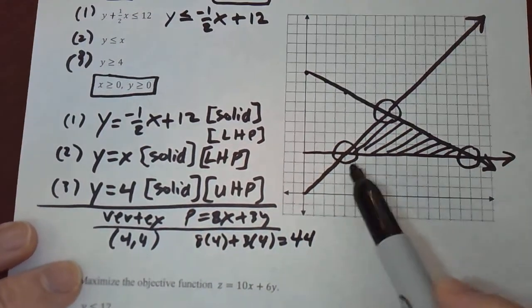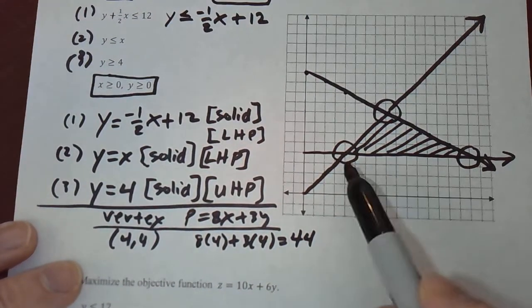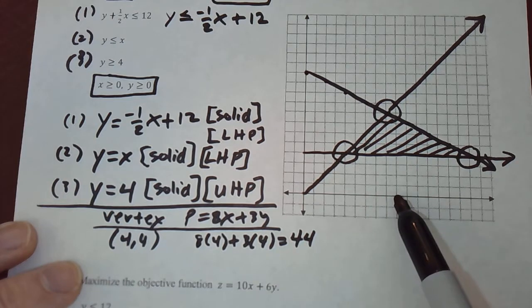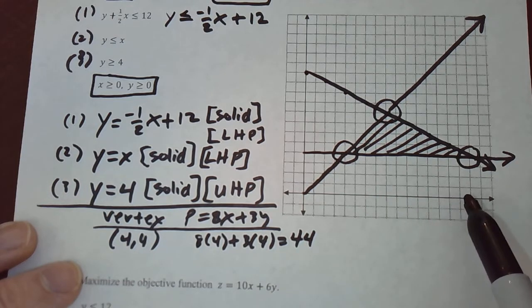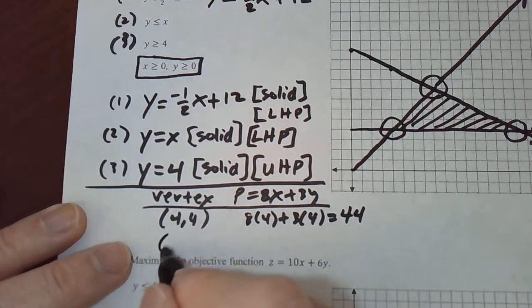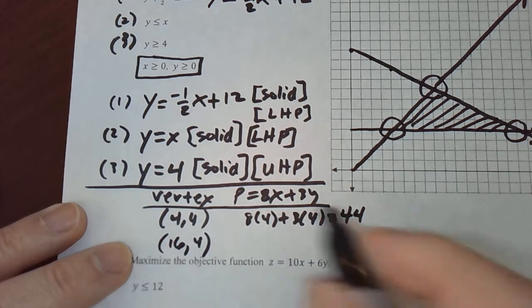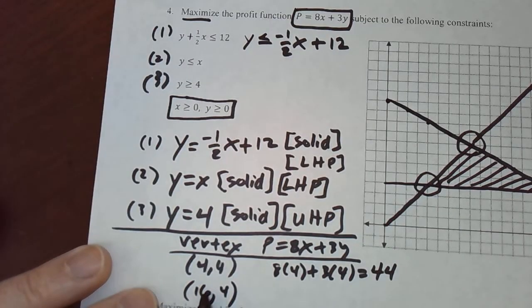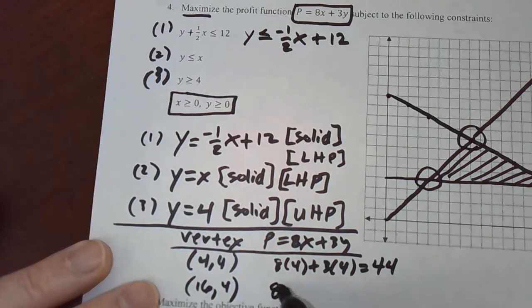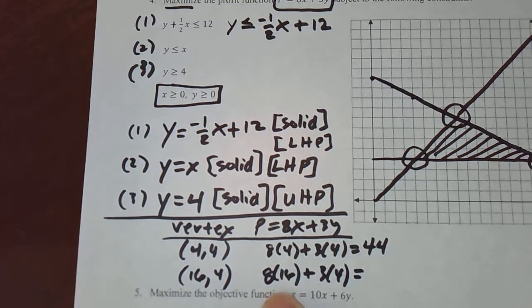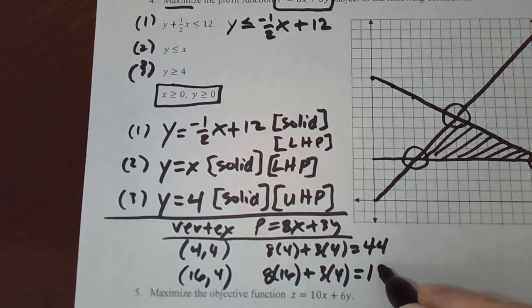The next point I'll look at is this point. So 4, 5, 6, 7, 8, 9, 10, 11, 12, 13, 14, 15, 16. 1, 2, 3, 4. It's 16, comma 4. And that would give us, since x is 16, it would be 8 times 16 plus 3 times 4. 8 times 16, I believe, is 128, plus 12 would be 140.